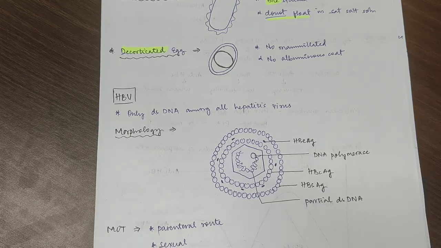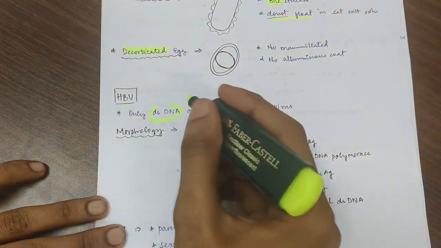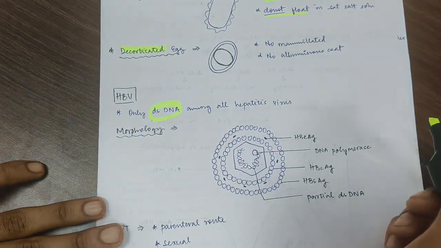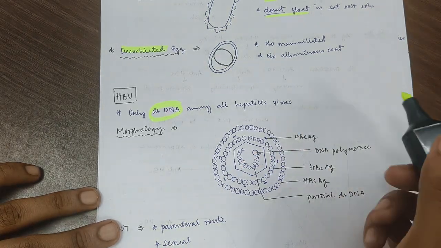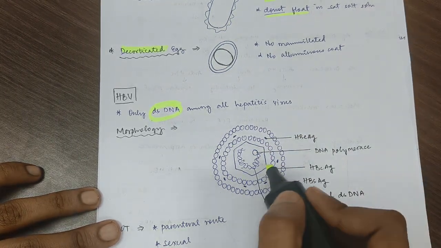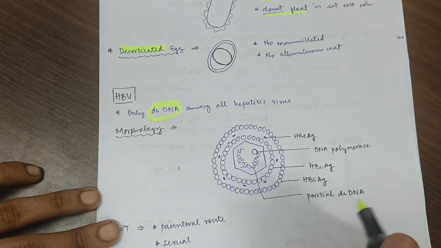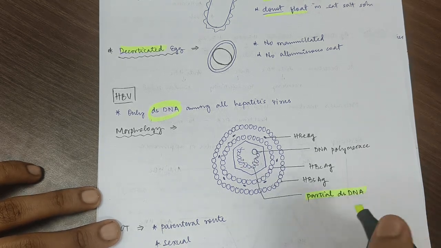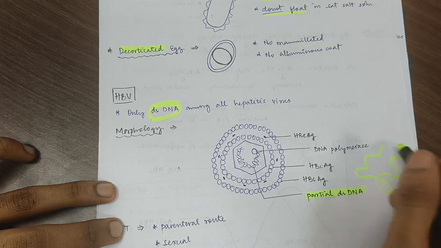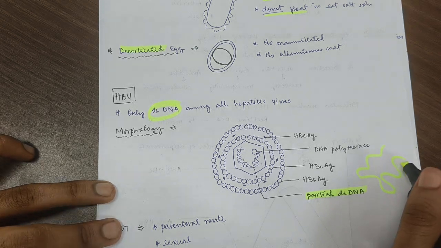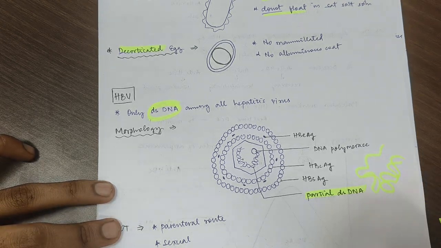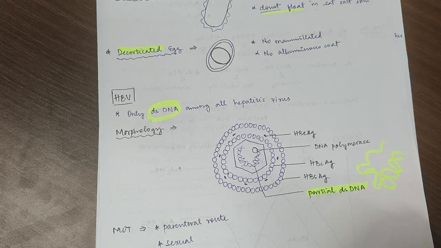Hepatitis B virus is the only double-stranded DNA virus among the hepatitis viruses. You are going to draw the morphology like this: the icosahedral symmetry with incomplete, partial double-stranded DNA. One DNA strand you draw fully, the other you draw half, ending here itself. That's why it's called partial double-stranded DNA.